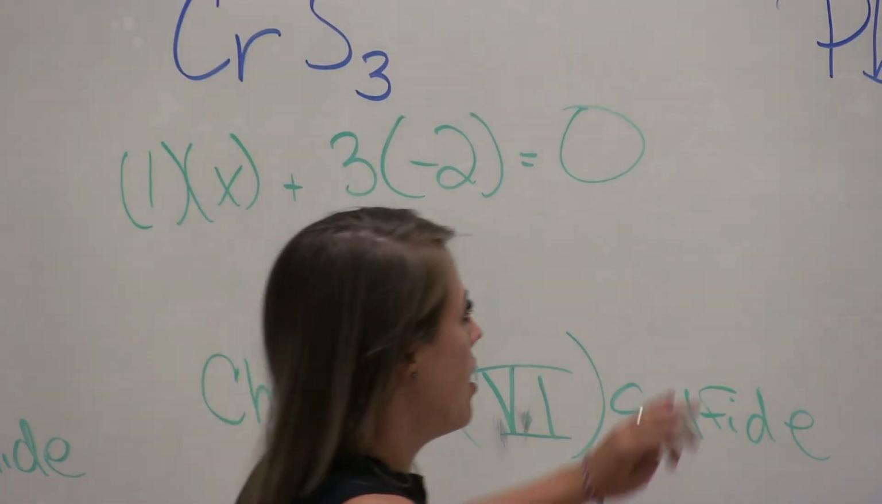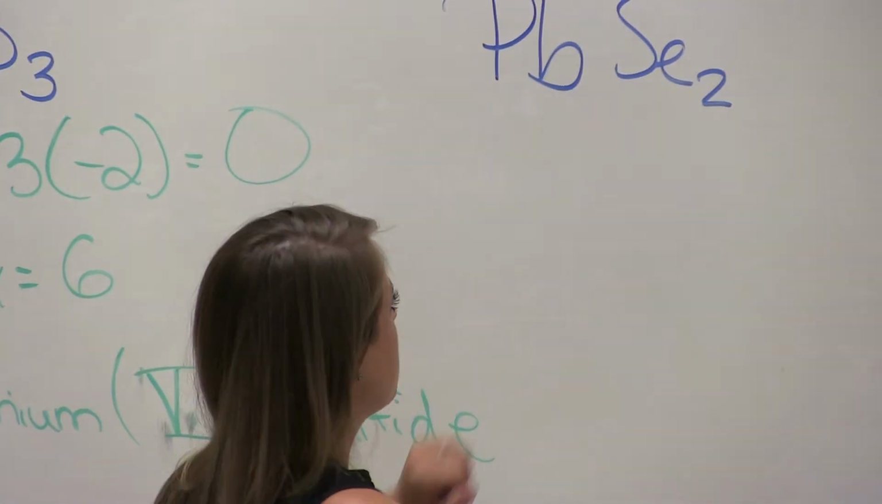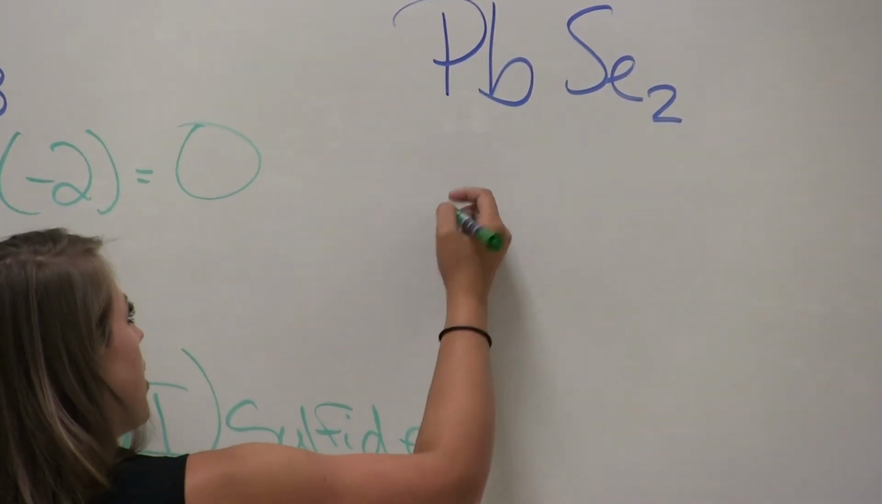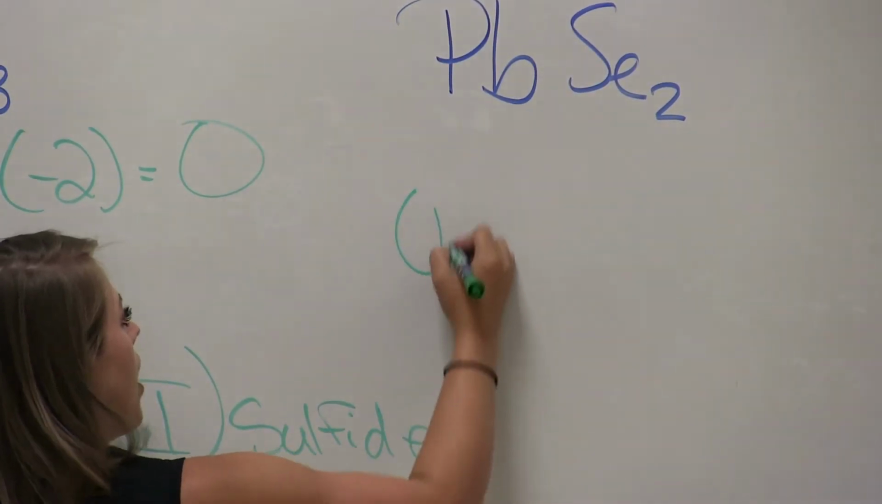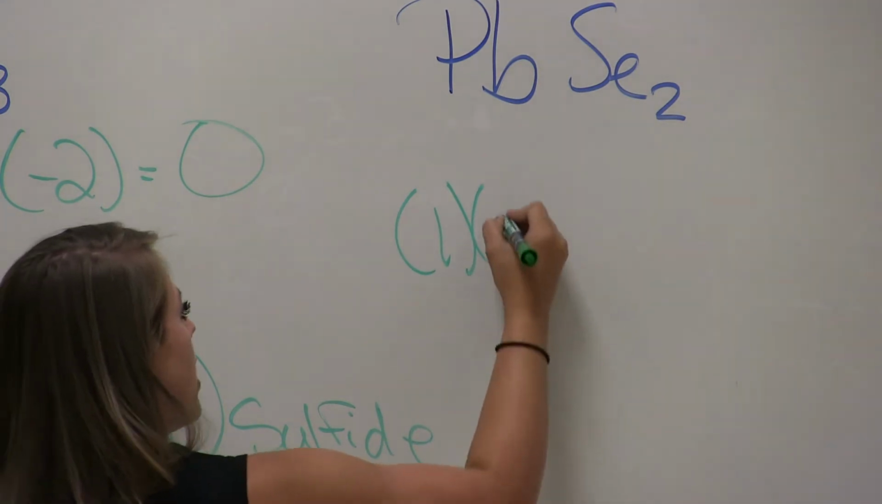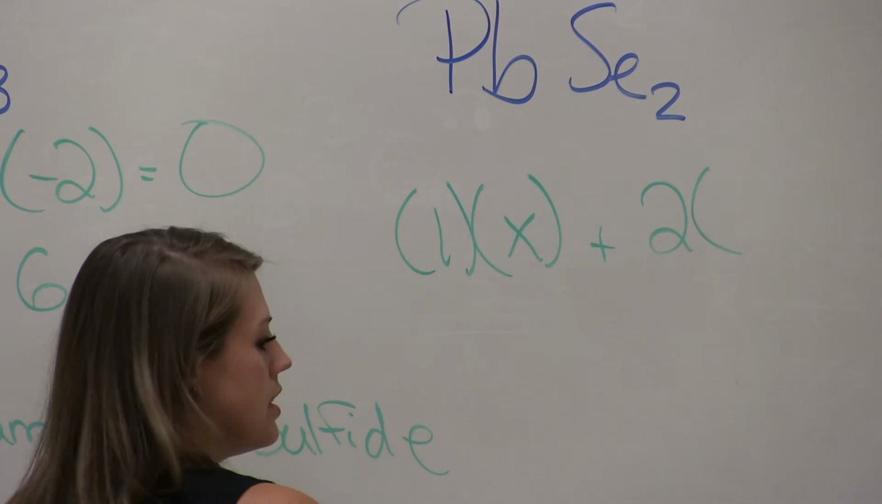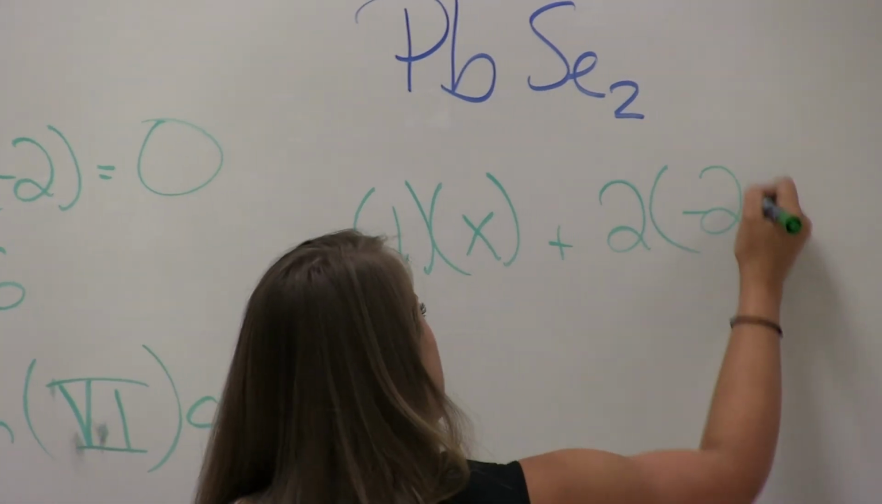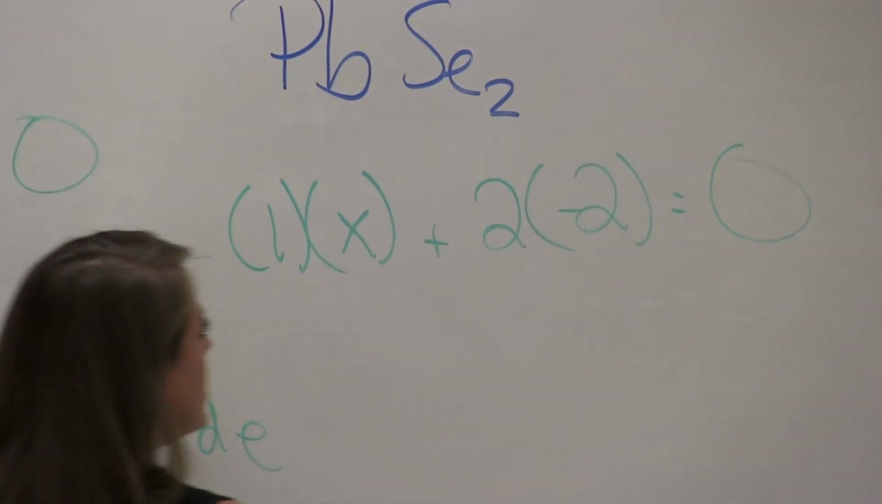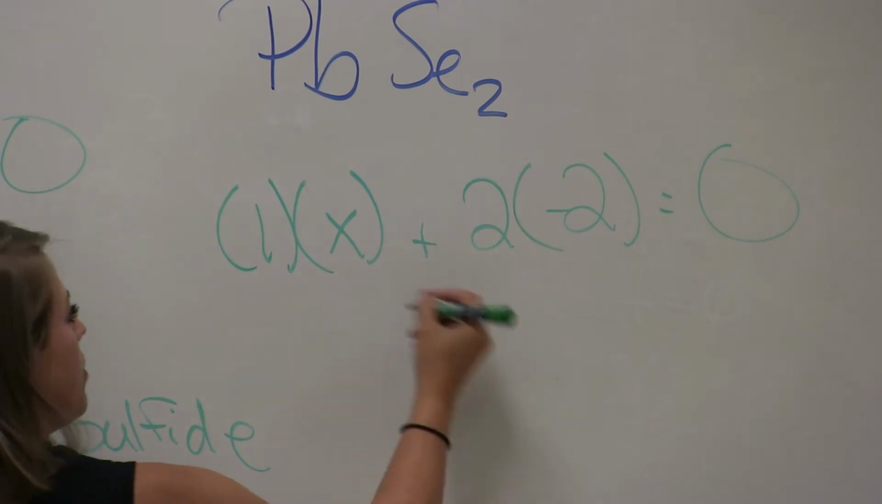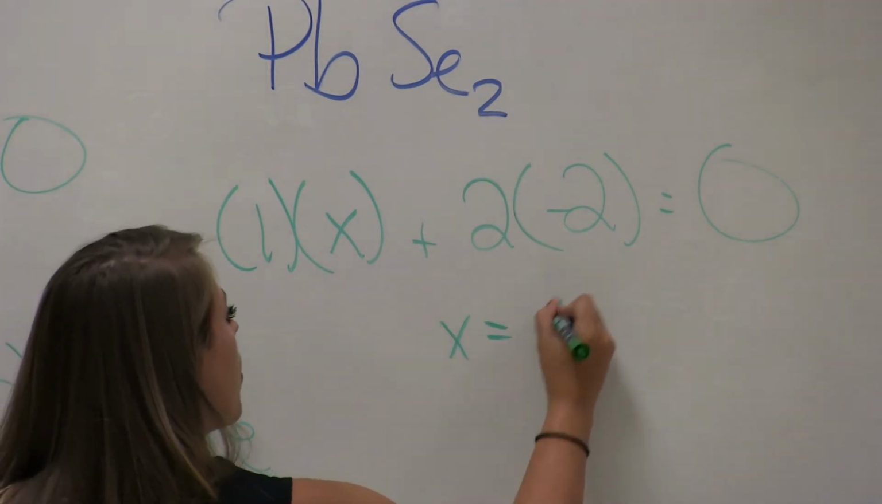All right, here we've got another one. This is lead. Lead's also a non-fixed metal, so we've got to solve for the charge of lead. We've got 1 lead times the charge of lead, which is unknown, plus we've got 2 seleniums times the charge of selenium. Selenium is -2. It's neutral, so we can set it equal to 0. So the charge of lead, if we were to solve for this, is going to equal 4.